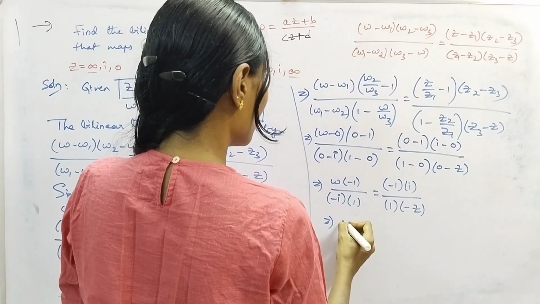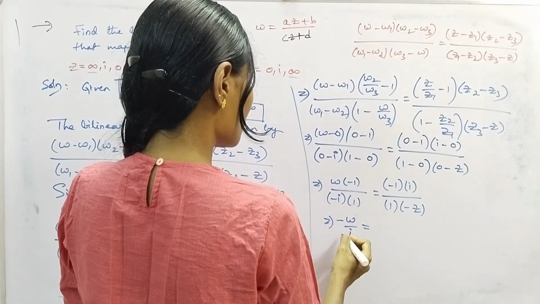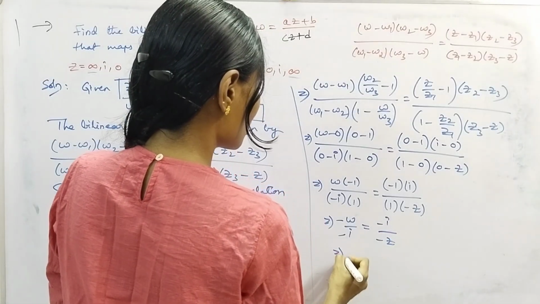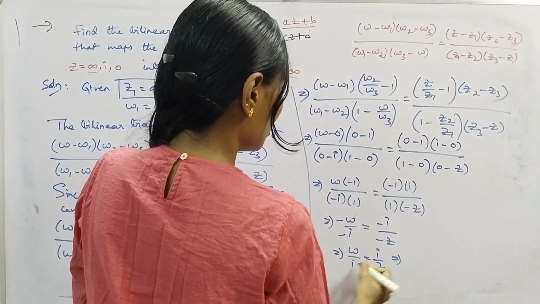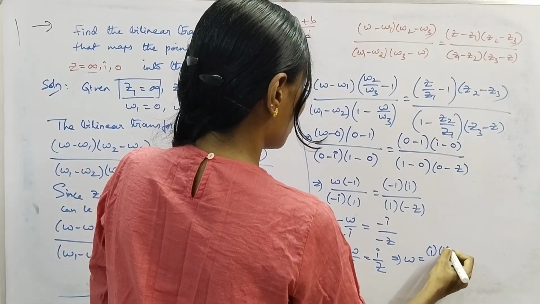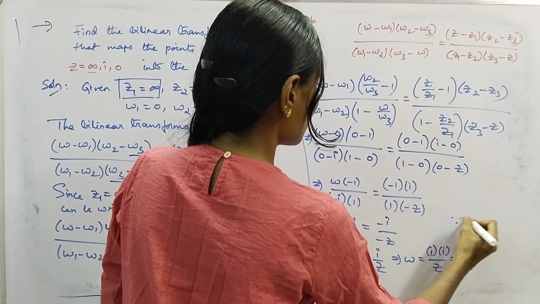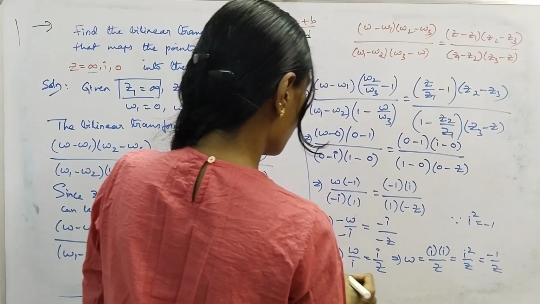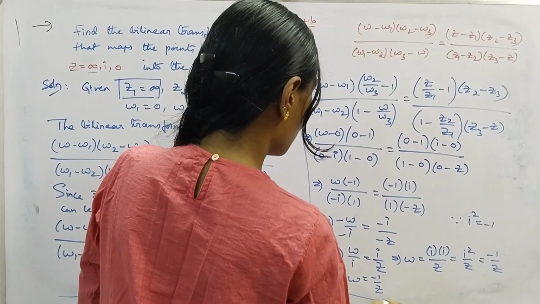Minus gets cancelled and you'll get ω into 1, ω by i equal to, or minus, better, minus i by minus z. This gives us ω by i equal to i by z. Now take this i to the RHS, you'll get ω equal to i times i by z, which is i square by z. Since i square equal to minus 1, you'll get minus 1 by z. Therefore ω equal to minus 1 by z.